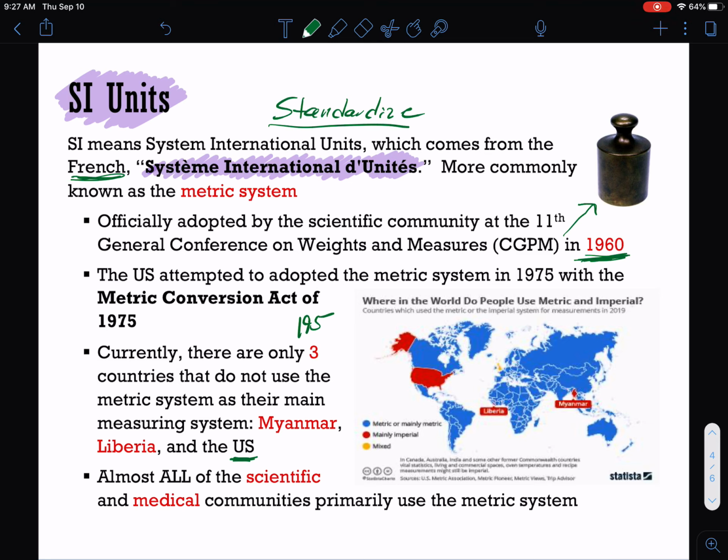And I think it's Myanmar is in the process of transferring over. So there's about to only be 2. So that would be 193 countries that use the metric system. I think we need to get on board with this, and it'll make life a little bit easier.